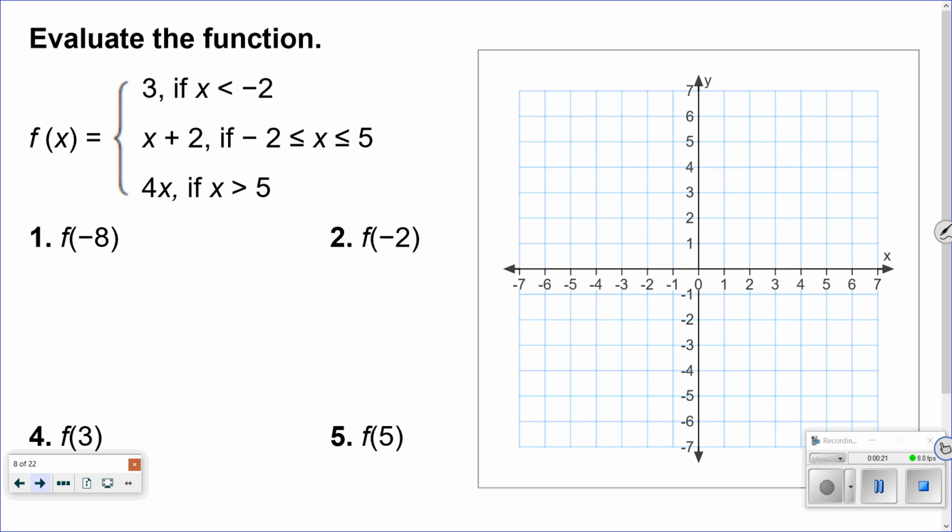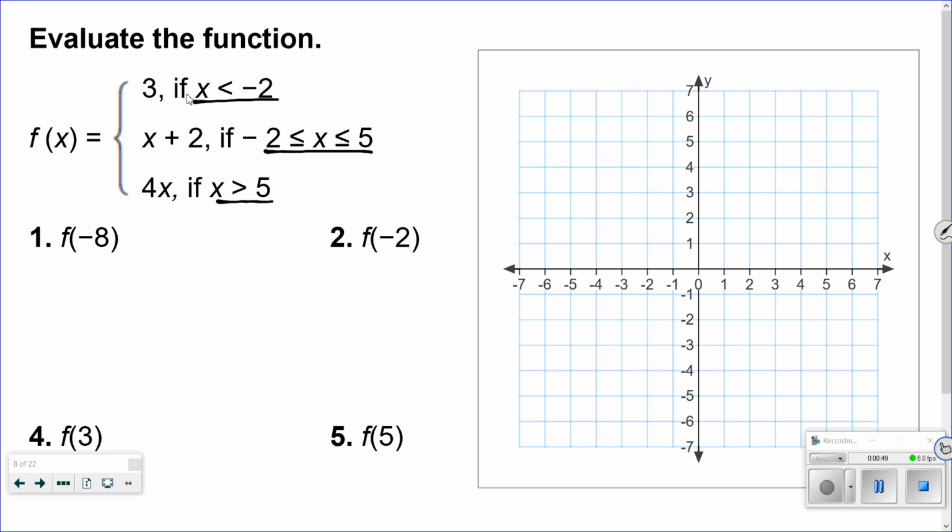So you look up here, f of x equals 3 if x is less than negative 2. It's equal to x plus 2 if x is between negative 2 and 5. Or it's equal to 4x if x is greater than 5. So as you look at these different x values, depending on what the x value is, you're going to use a different equation or a different rule. So let's go through and evaluate a couple of these, probably the easiest way.